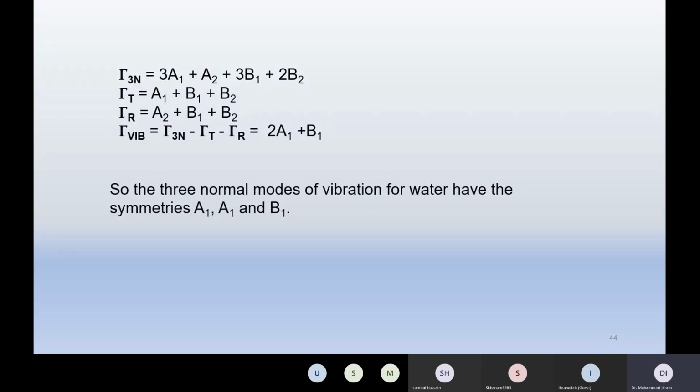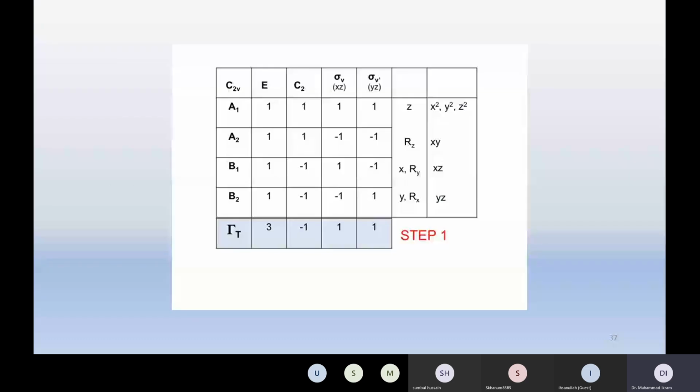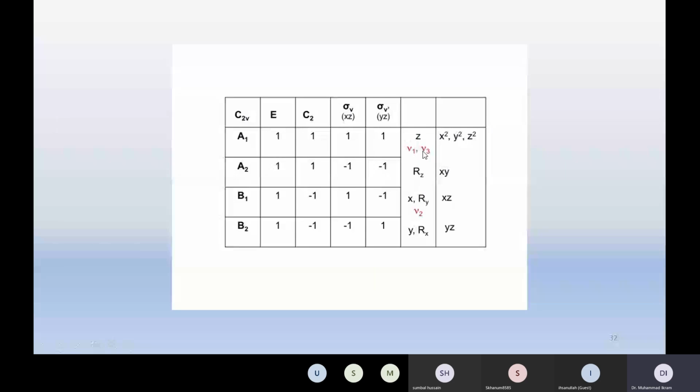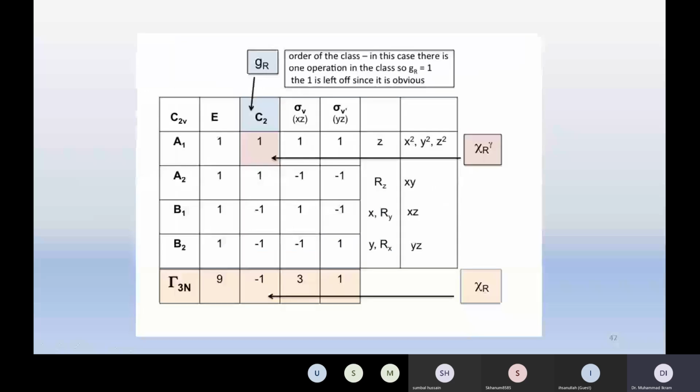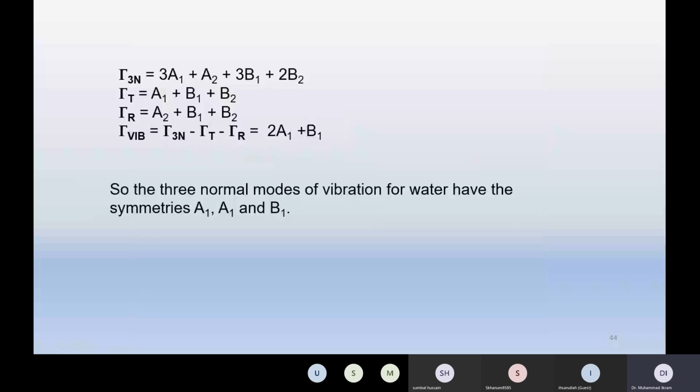So the three normal modes of vibration for water have the symmetries A1, A1 and B1. जो अभी हमने पहले ही इसको मार्क किया था इधर A1 एंड B1, mu1 mu3 mu2, तो ये हमने पहले ही मार्क किया हुआ था। सो दिस इज 2A1 and plus B1, they are the vibrational motions or IR active vibrations in water molecule. If you people have any question in this lecture you can ask.